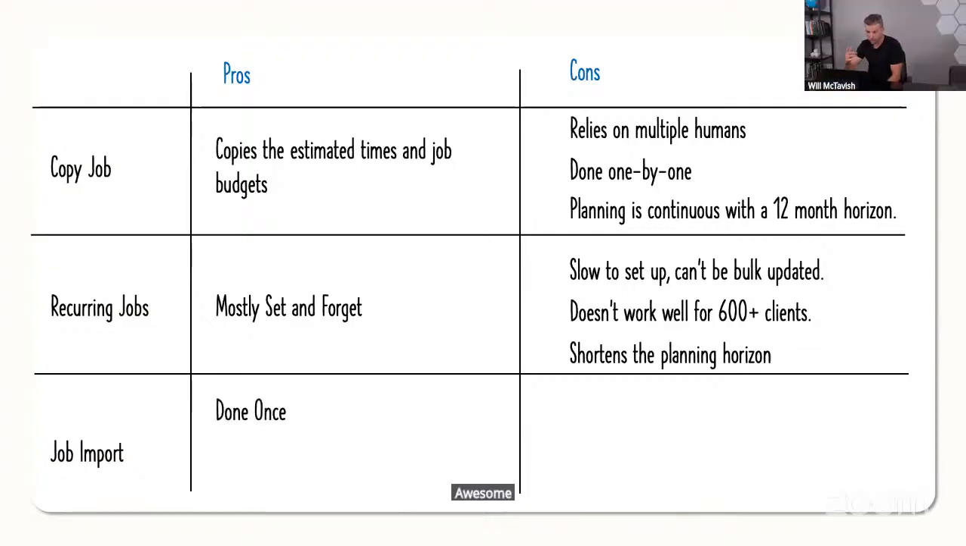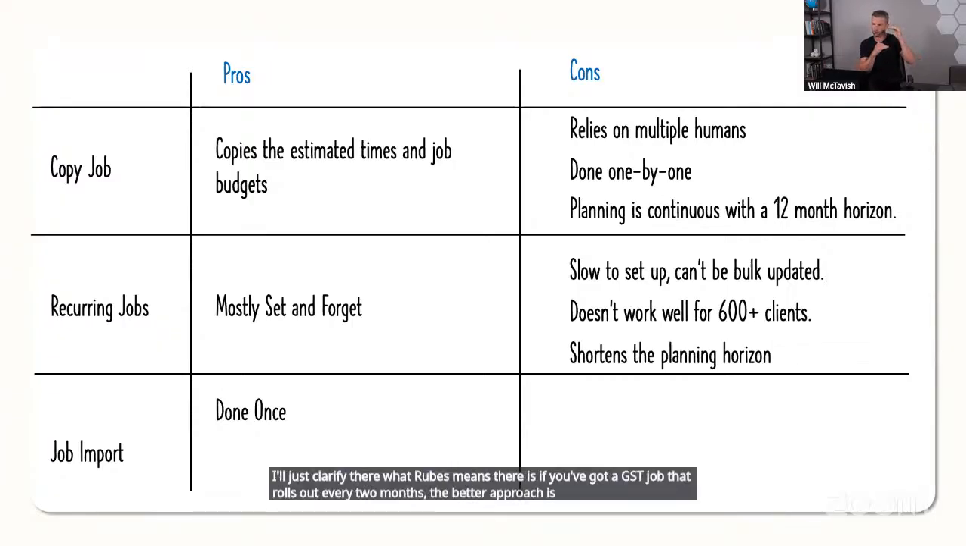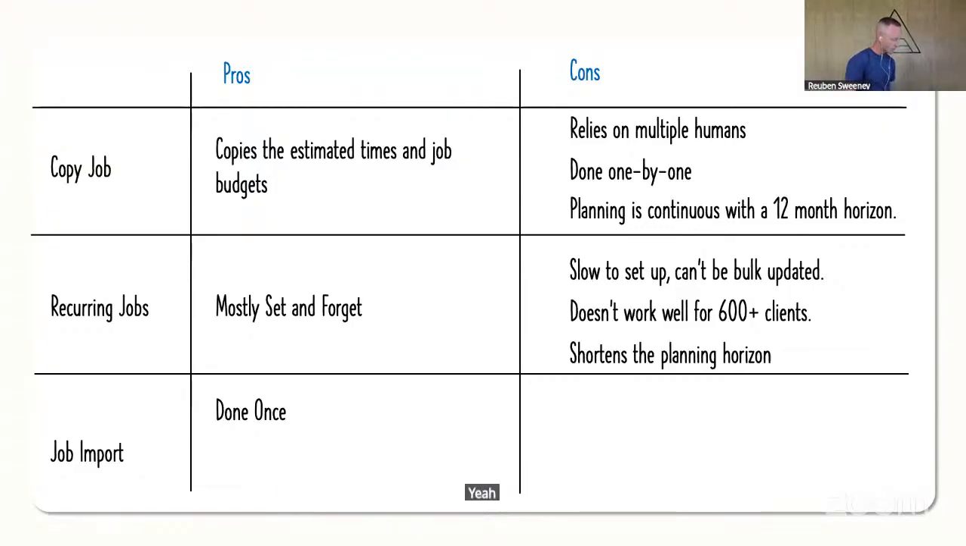Awesome. I'll just clarify what Rubes means there. If you've got a GST job that rolls over every 2 months, the better approach is to have a single job that rolls over in the year and it has six GSTs on it. Yep. That's what he's talking to there. Correct. Awesome. Now, job import.